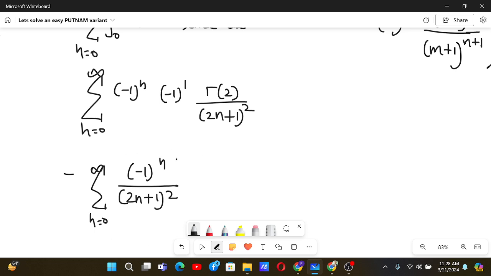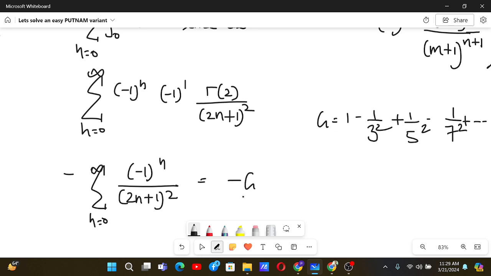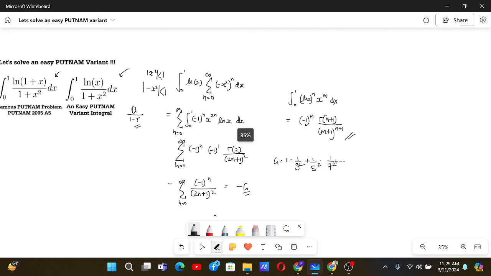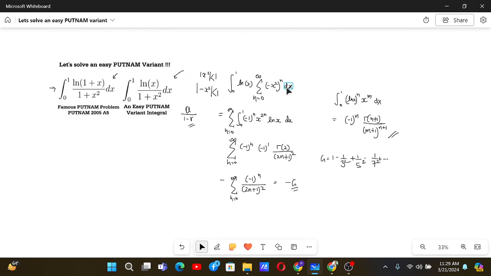Now this is a well-known sum assigned to Catalan's constant. Our Catalan's constant G is defined as 1 minus 1 by 3 square plus 1 by 5 square minus 1 by 7 square. This sum converges to a value, and that value is known as G. And so this is just minus of Catalan's constant. So this integral, just changing to an infinite series using a beta gamma function formula, we got the infinite series, which is the answer.